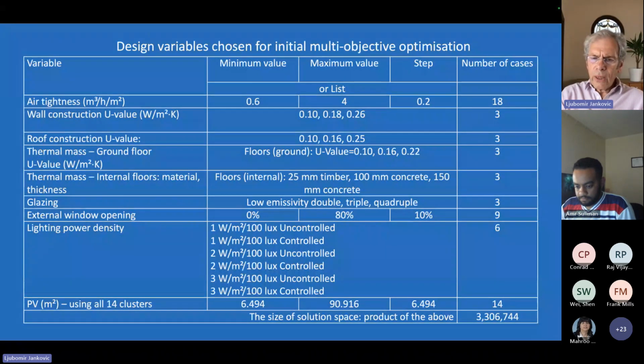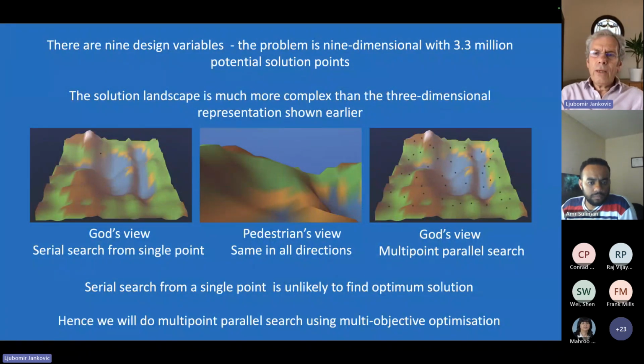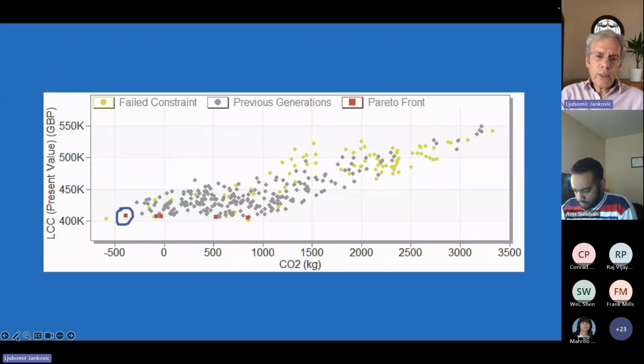So with this, we have 9 variables. We get 3.3 million solution points, and this is therefore a 9-dimensional problem with 3.3 million solution points. A solution landscape is much more complex than 3-dimensional, and there's no way with a single search from a single point that we reach the global optimum. We need to take a multi-point parallel search using multi-objective optimization.